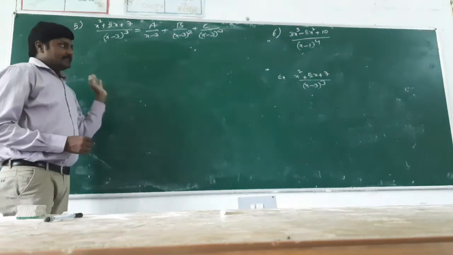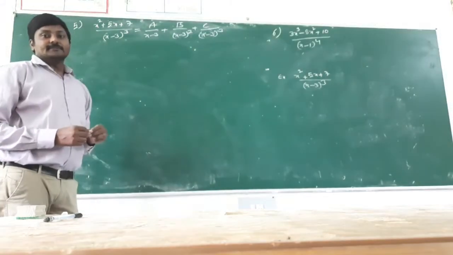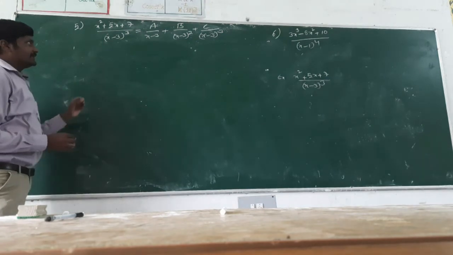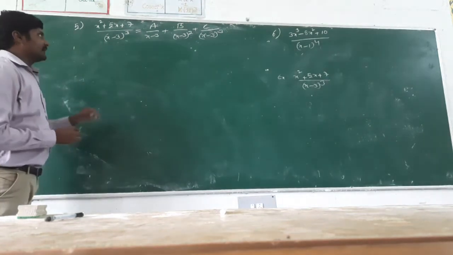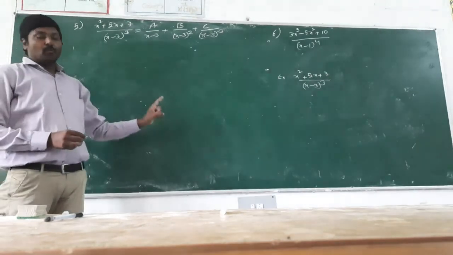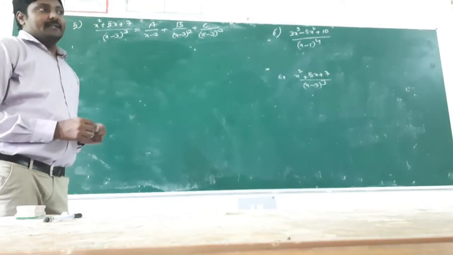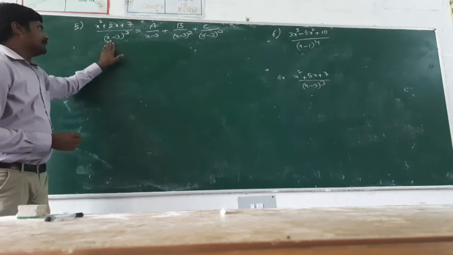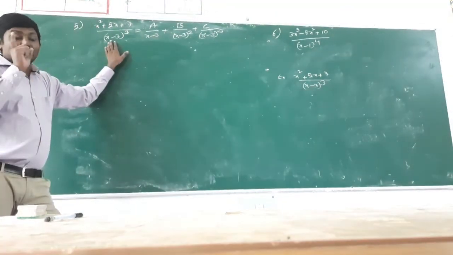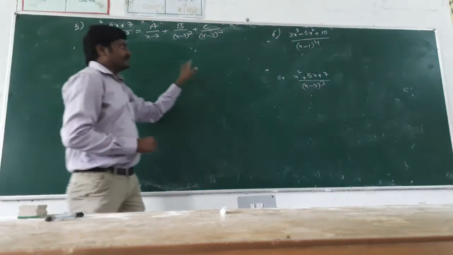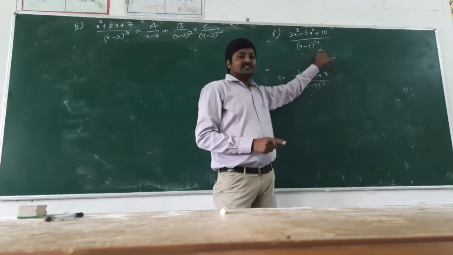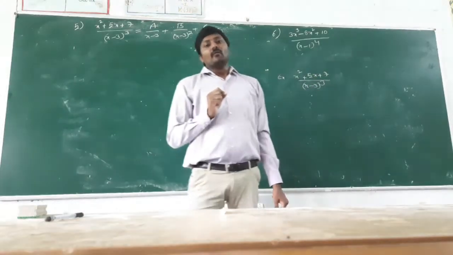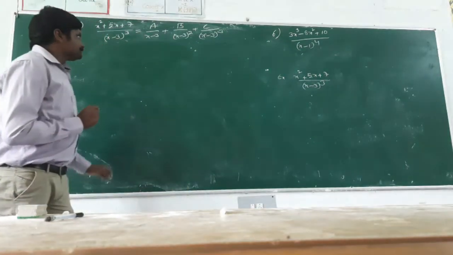But here, these three problems are special problems in type 3 problems. There is a second method also. When we apply the second method, g of x should contain only one repeated linear factor. Here after g of x, only x minus 3 is the only one repeated linear factor, and in this problem x minus 1 is the only one repeated linear factor. Here x minus 3 is the only one repeated linear factor.